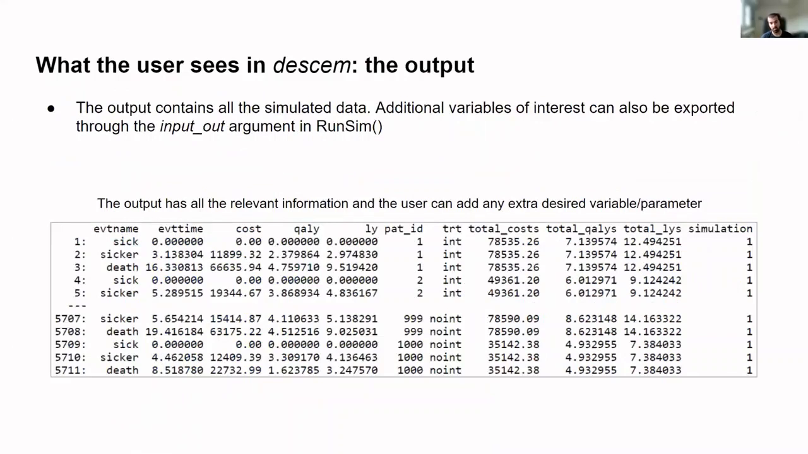Of course, once you have run the package, you have a certain output that is easy to read. So you have, of course, here an example with all the events that you would have once you run the simulation, with event time, the discounted cost, qualities, life years, and other variables. You can also export any kind of parameter or variable that you have created in between. So that means that we are giving the user flexibility in terms of what you want to export.